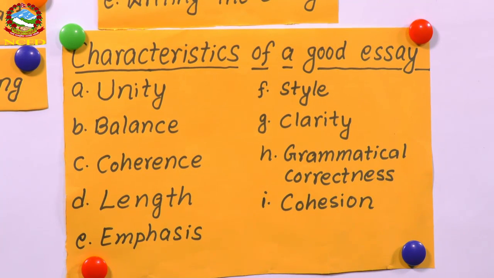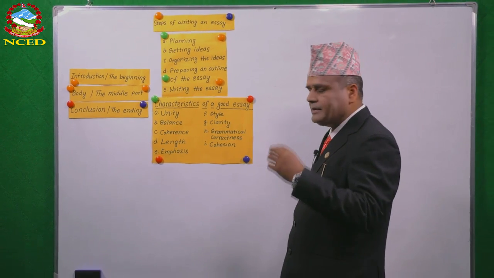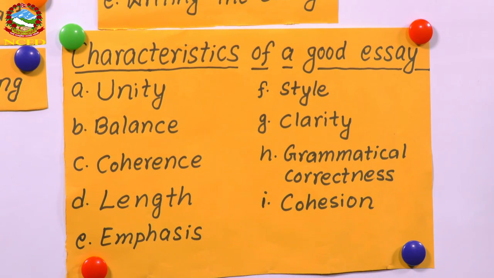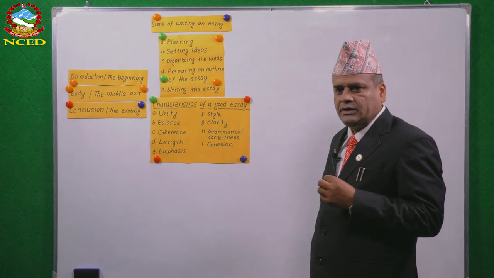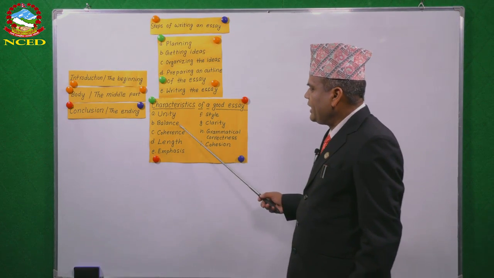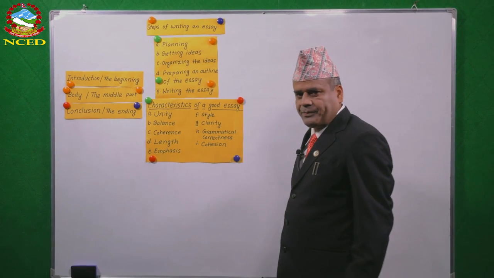What are the features or the characteristics of a good essay? A good essay has unity. That means your ideas are united together. And balance. How long is the introduction? How long is the conclusion? How long is the body? And how much the advantage or the disadvantage should be described. So that is the balance there, okay?